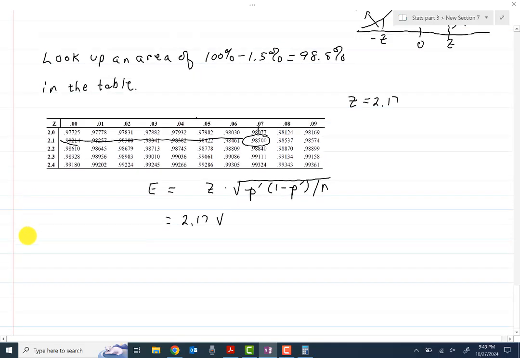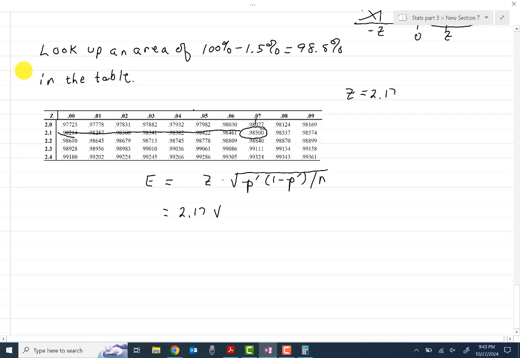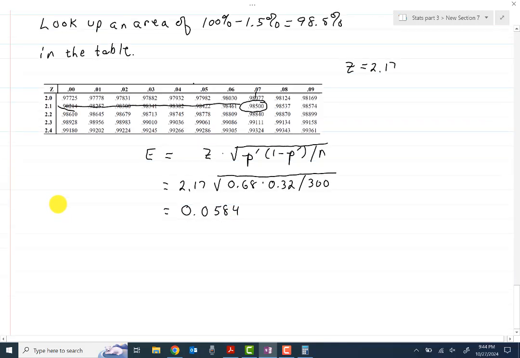P prime, let's go back up and see what that was. 0.68. Which means that 1 minus p prime would have been 0.32. And then n was 300 in this sample. So that's almost 6% error.